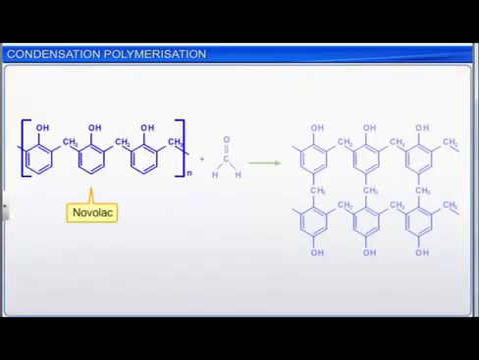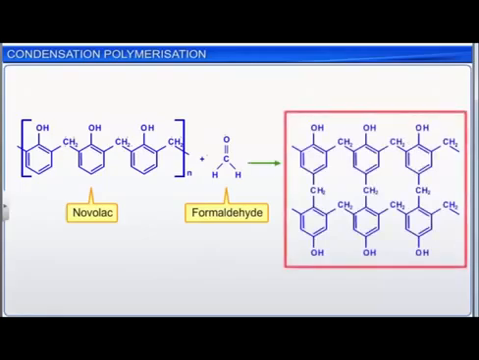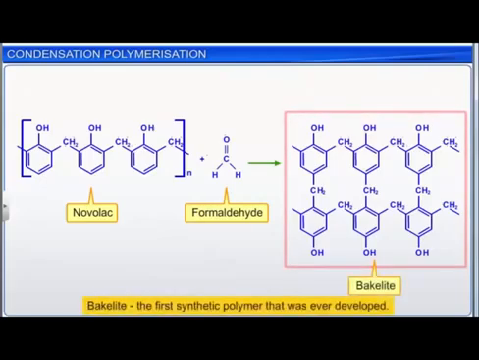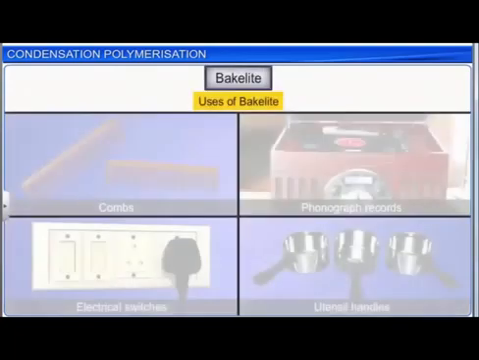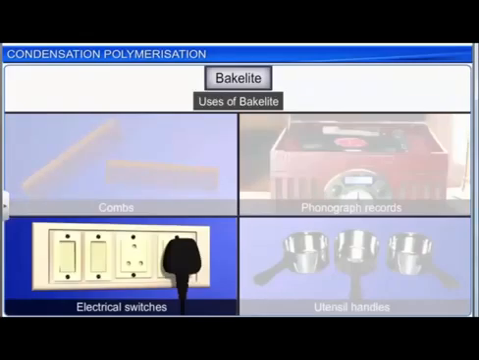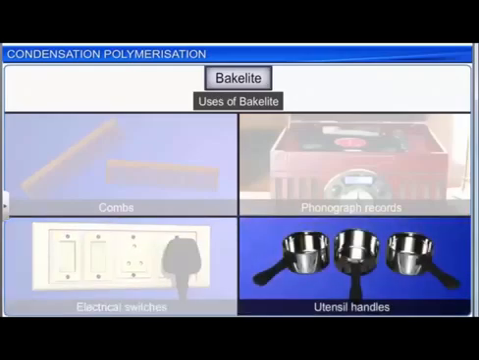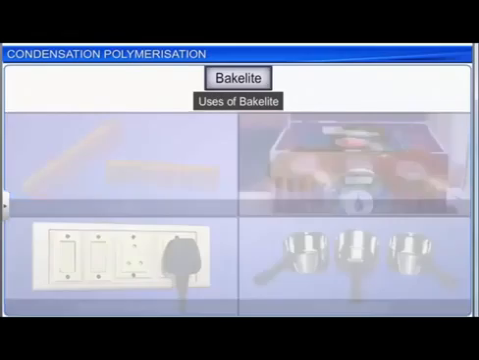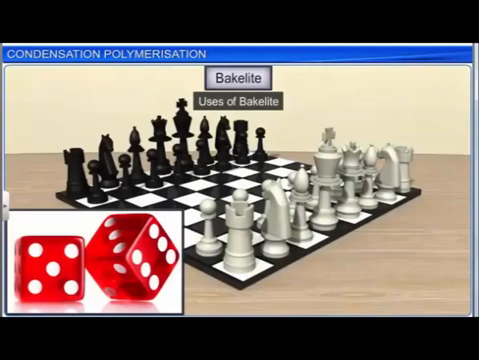When Novolac is heated with formaldehyde, many cross-links between the chains develop. This cross-linked, rigid three-dimensional structure is called bakelite, the first synthetic polymer that was ever developed. Bakelite can be used to make combs, phonograph records, electrical switches, and utensil handles. Bakelite is also used as a porcelain substitute, such as in game pieces.